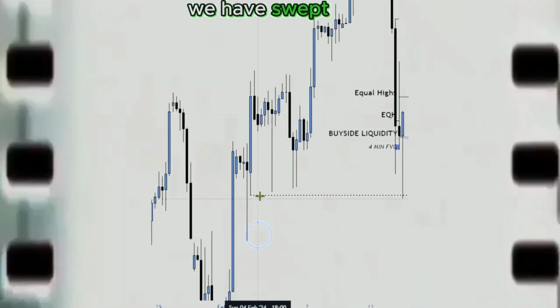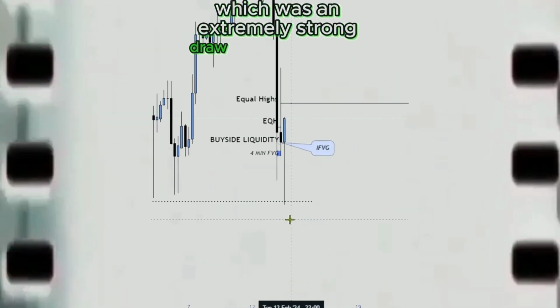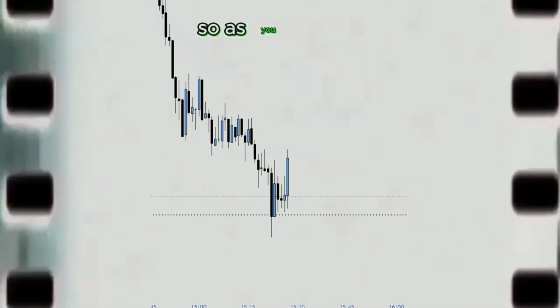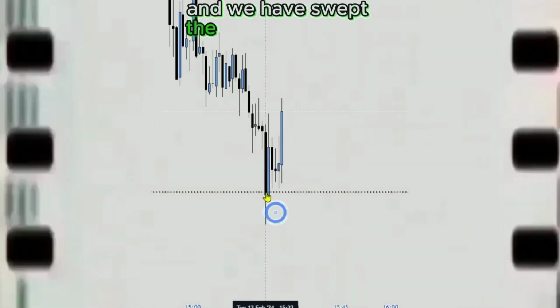So if we are looking at the higher time frame here to get an idea of the liquidity target, as you can see, we have swept this sell side liquidity right here, which was an extremely strong draw on the liquidity because we have inversed these fair value gaps here. Therefore, now that we have swept this sell side liquidity, we can go to the charts and look for potential long opportunities. So as you can see, we are now on the 1 minute time frame and we have swept the sell side liquidity there.